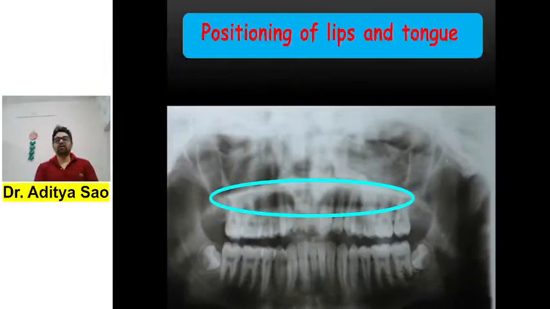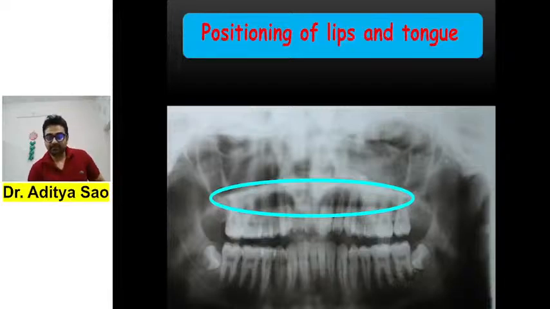Next, what happens when the positioning of lips and tongue is not proper? If the tongue is behind the mandibular anterior, a shadow will be seen on the anterior area.